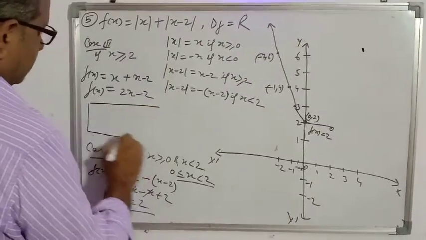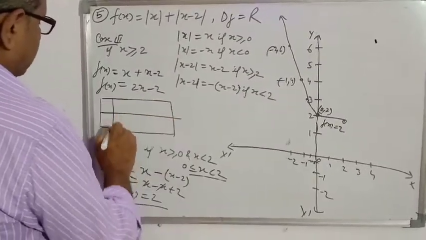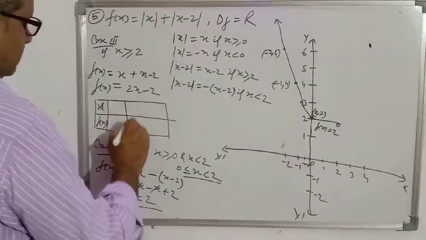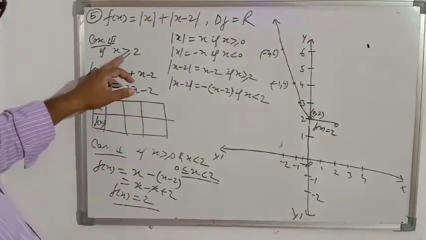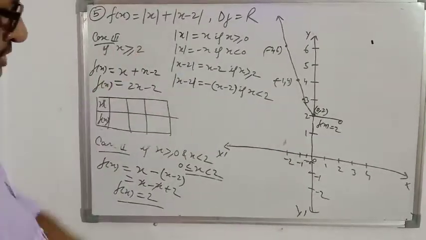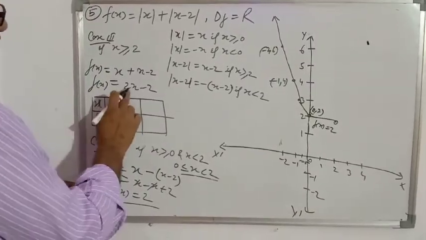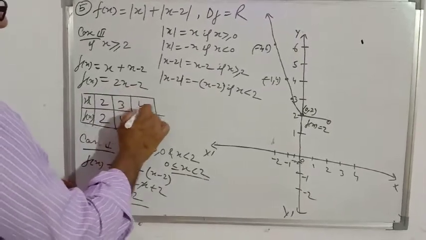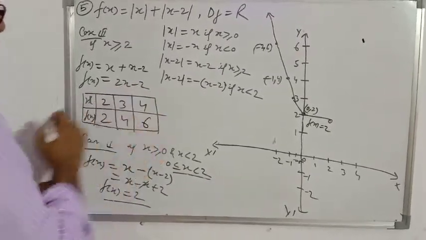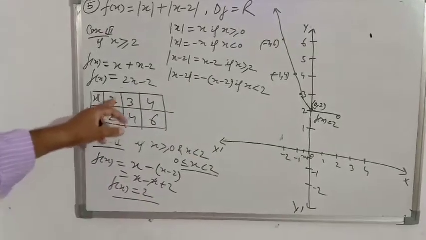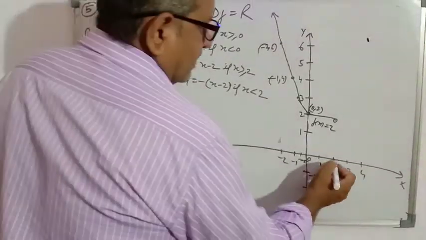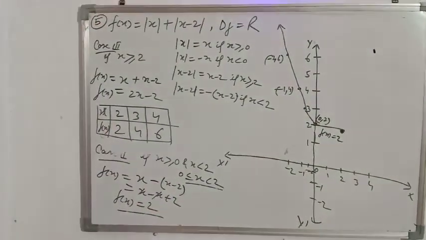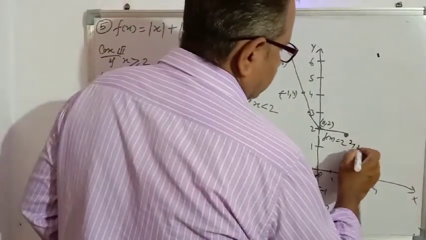Again we will make a table, x and f(x). So we have to take x either 2 or greater than 2. If x is equal to 2, what will come? 2 into 2 is 4, 4 minus 2, 2. x equal to 3, 2 into 3 is 6, minus 2, 4. x equal to 4, 2 into 4 is 8, 8 minus 2, 6. Plot these points. At x equal to 2, f(x) is 2, so we will make it dark. So this point is (2, 2).